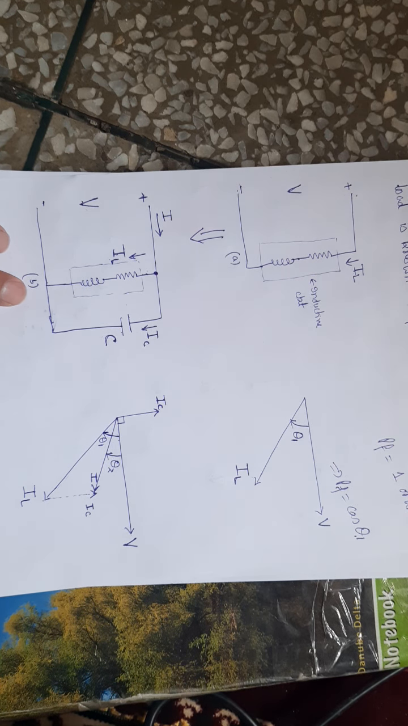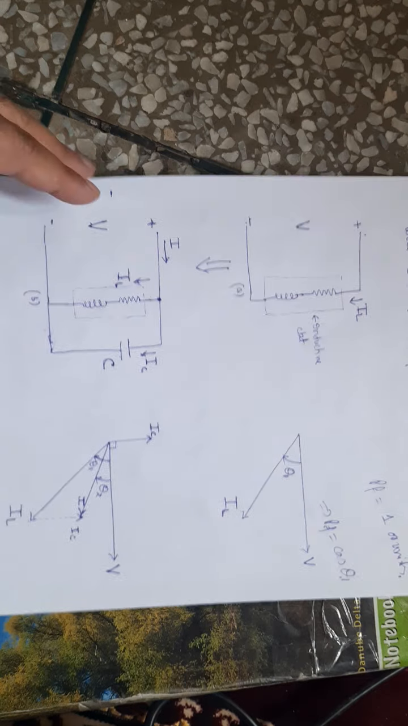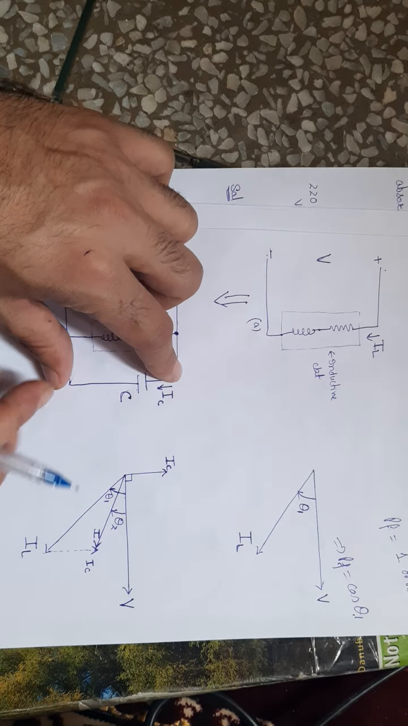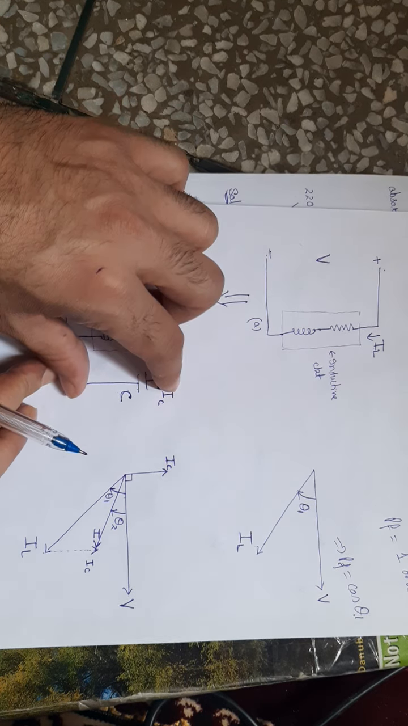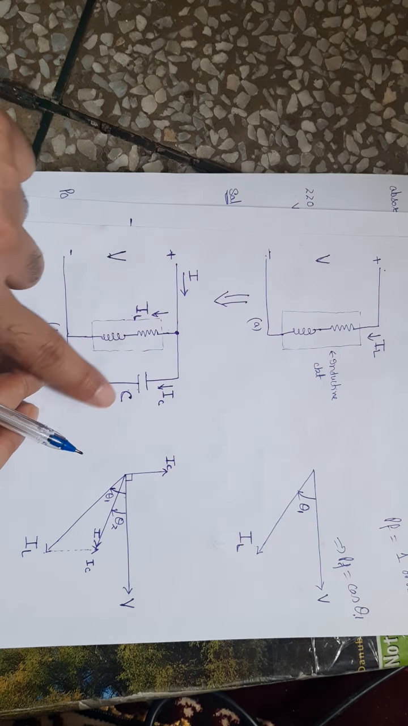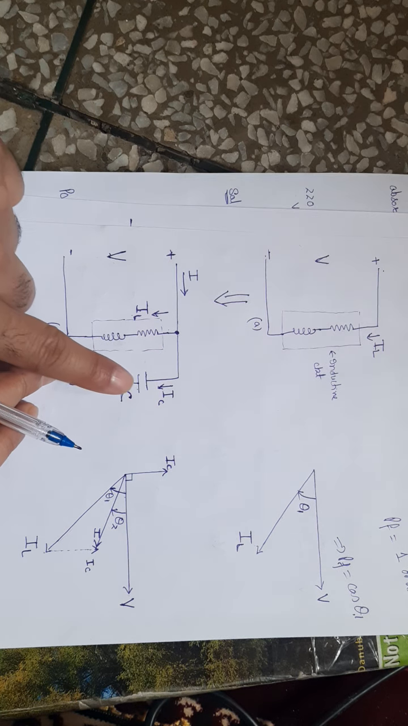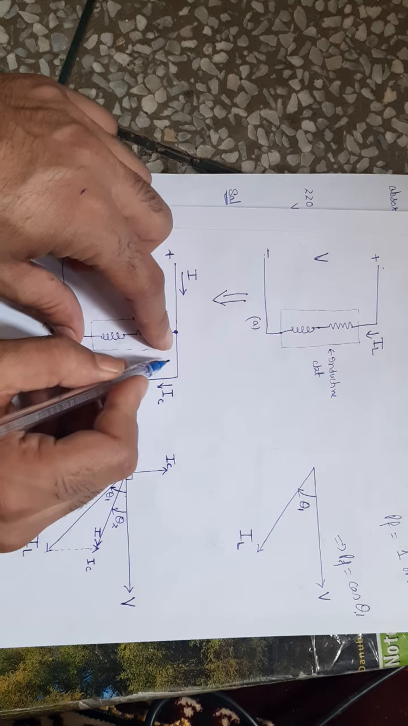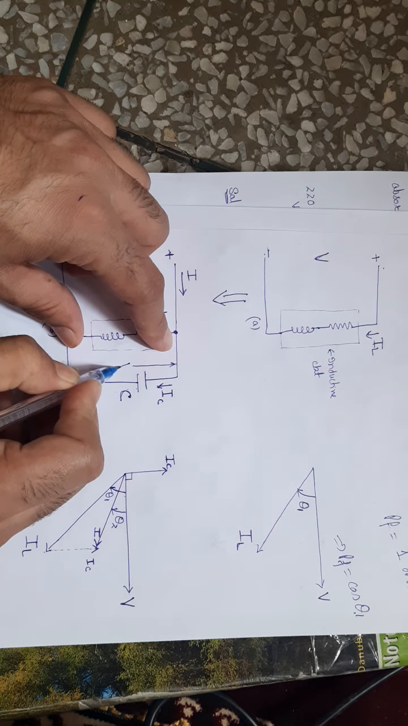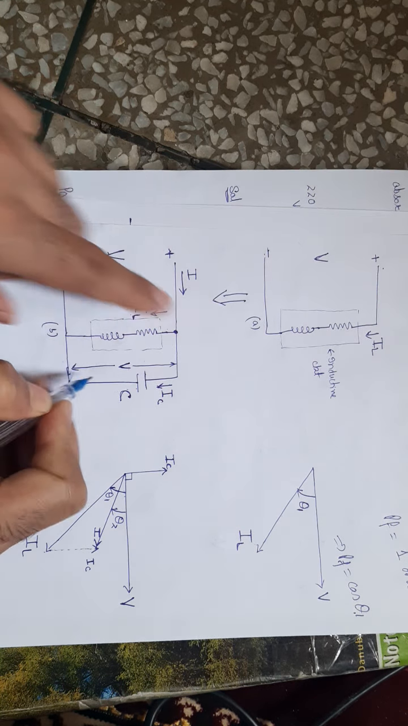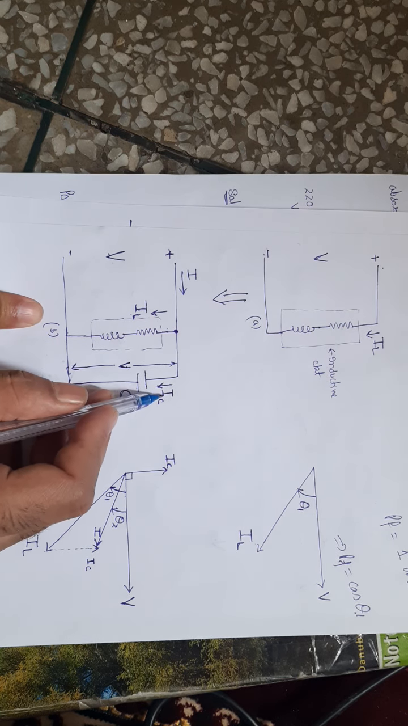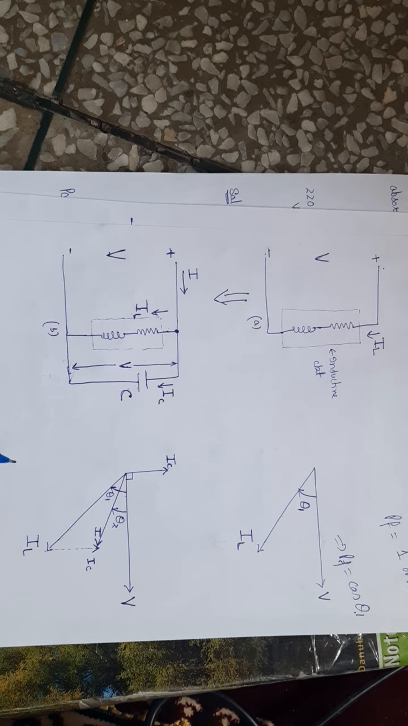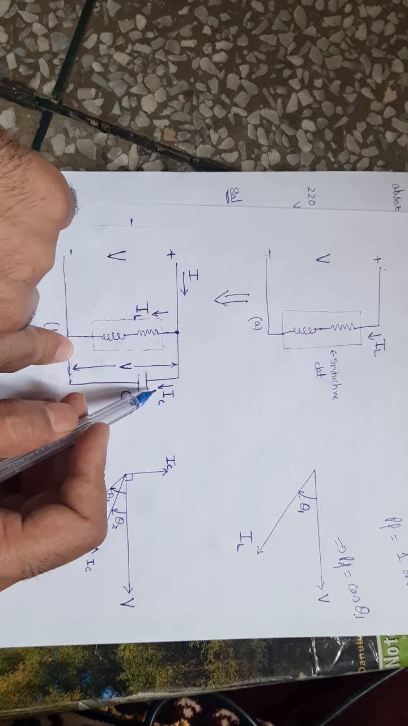Okay, so far good. Now I have a capacitor here. What is the voltage across the capacitor? Same voltage V, because it is connected in parallel with this branch. So the voltage across the capacitor will be V. Now this capacitive current IC will lead this voltage V by 90 degrees, because I have taught you that the current across the capacitor leads the voltage by 90 degrees.